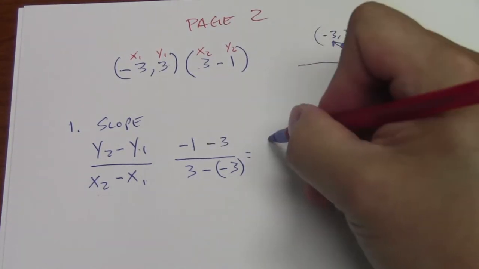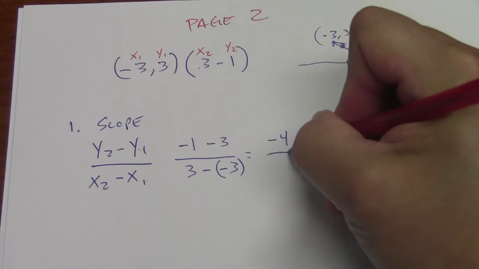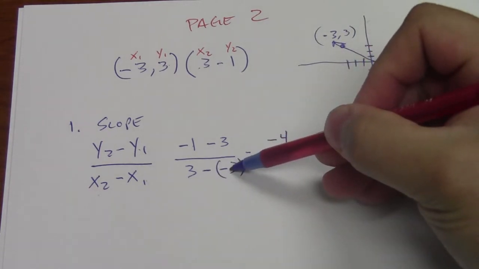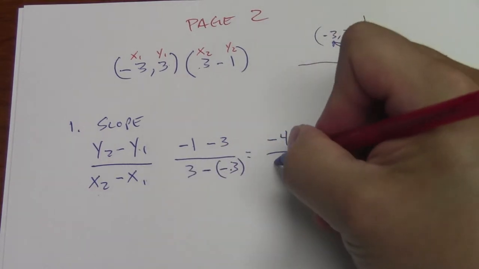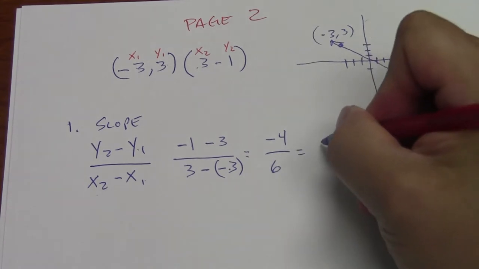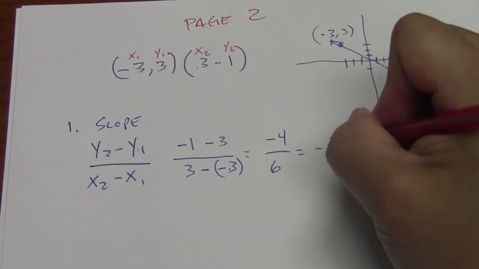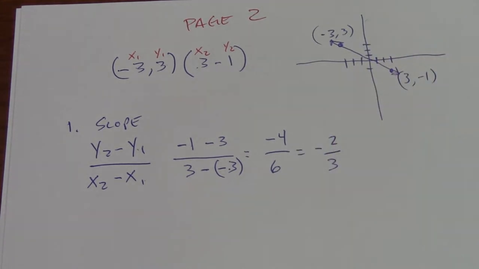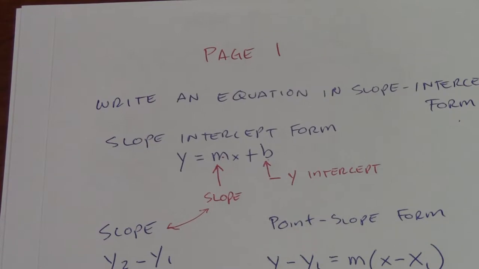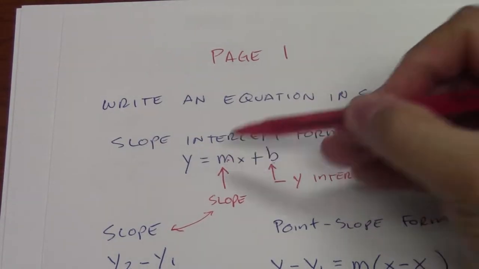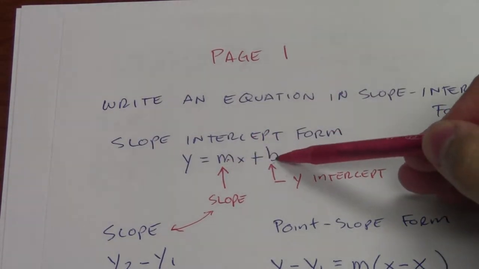So then I can go ahead and solve this. Negative 1 minus 3 is negative 4. A negative times a negative is a positive, so this is actually 6. And it gives me negative 2/3. So that's my slope. All right, let's go back to here. So I found m. Now I need to find b.